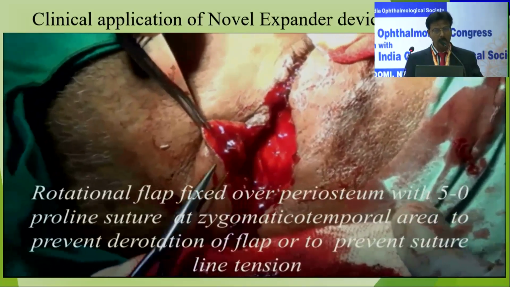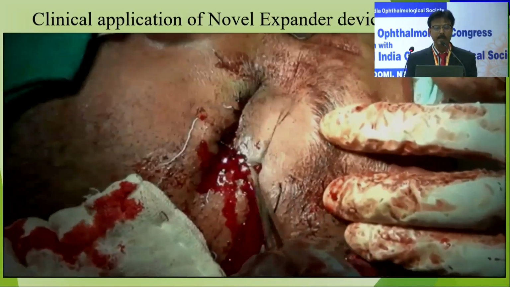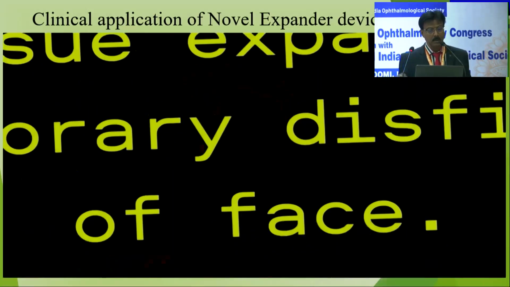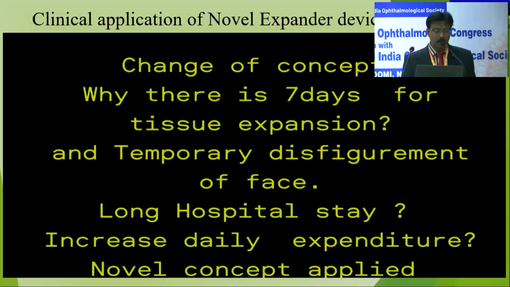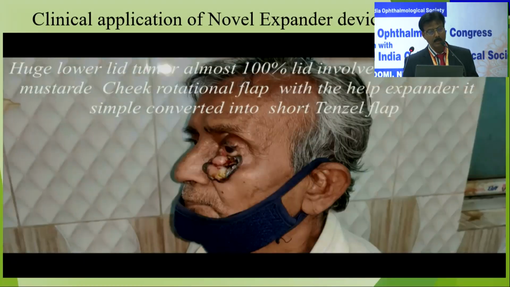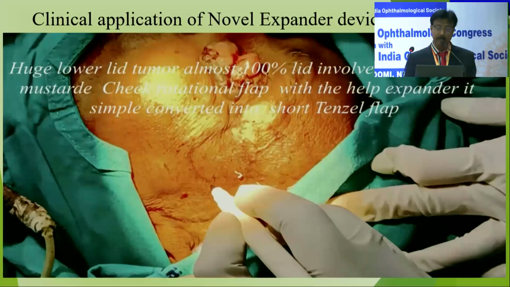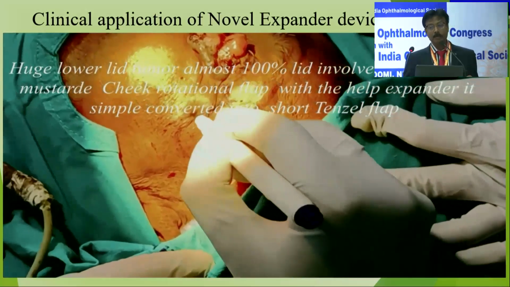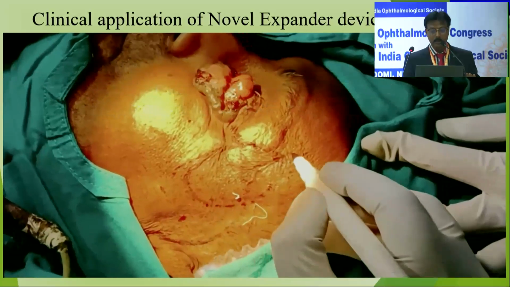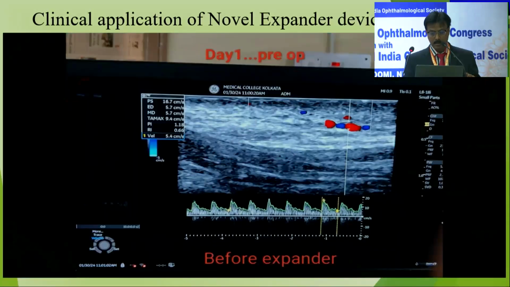Now we changed our concept from 7 days to 3 days. Why 3 days? Because in short duration, tissue expansion is here, disfigurement is less, whereas there is long hospital stay and increased expenditure. Now this is a lower eyelid tumor. It is basically a 100% defect. Now we applied the expander device to recruit newer tissue. Again, you see, this is the baseline Doppler flowmetry.